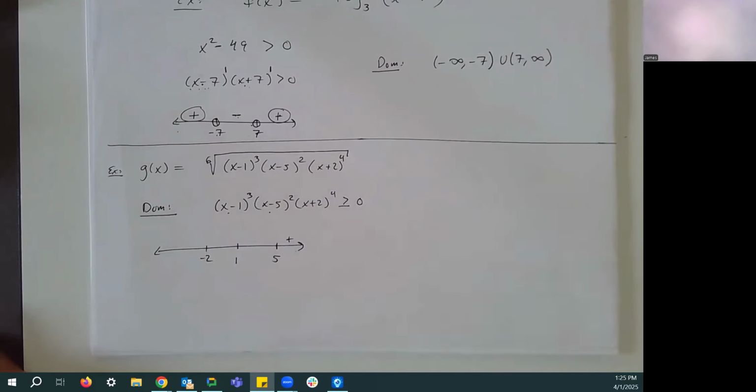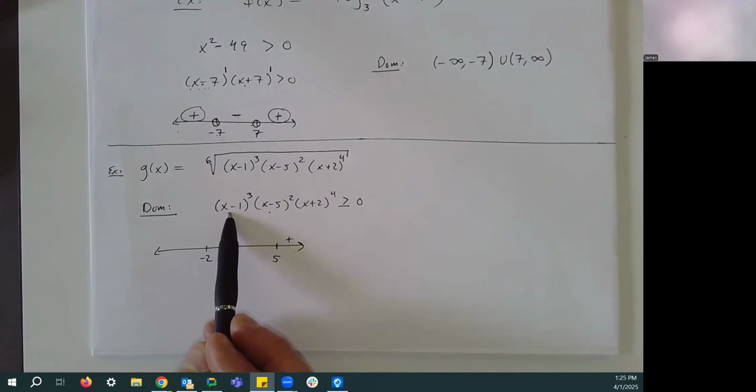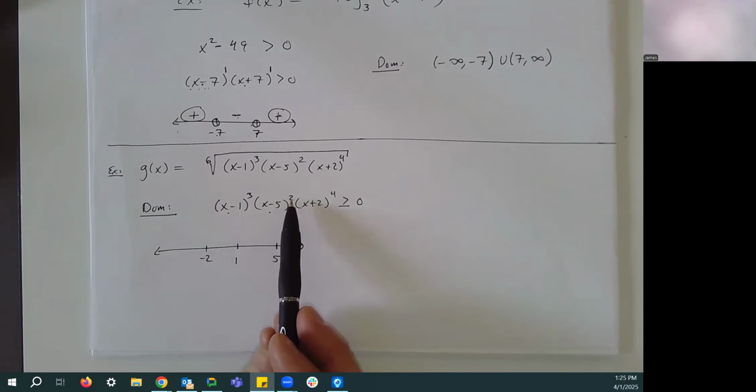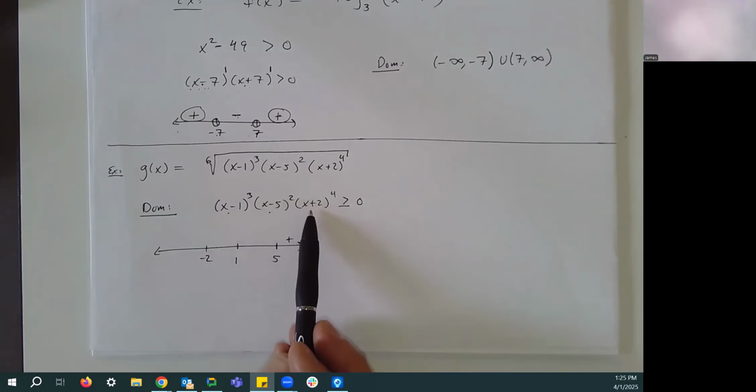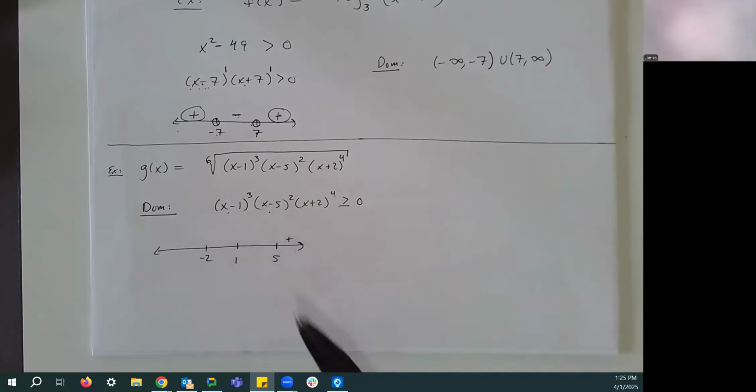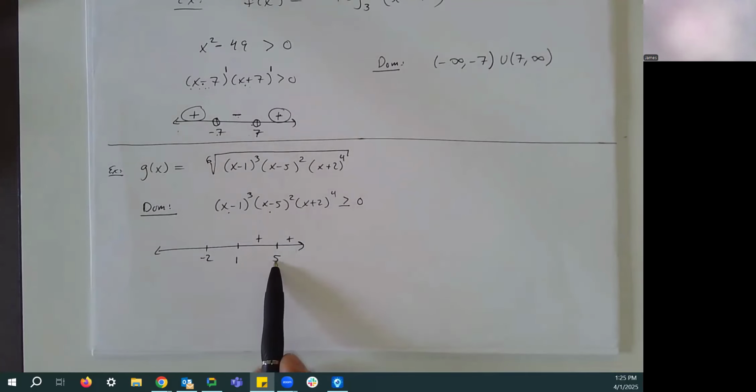And then at the next juncture, you can do one of two things. You could either just pick another number. So if we pick something between 1 and 5, like 3, and plug it in, let's see what happens. 3 minus 1 is 2. 2 to any power is still positive. 3 minus 5 is -2, but -2 squared is positive, and 3 plus 2 is positive, and a positive number to any power is still positive. So it's still positive.